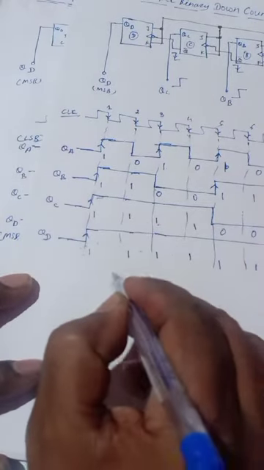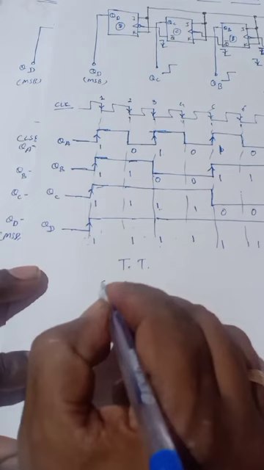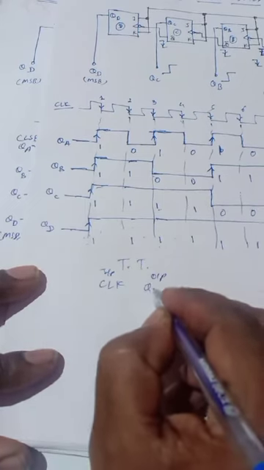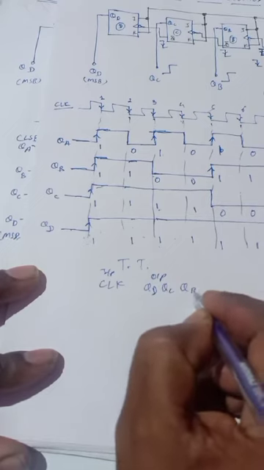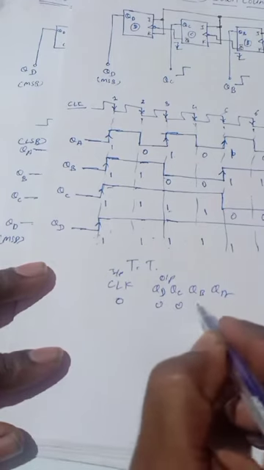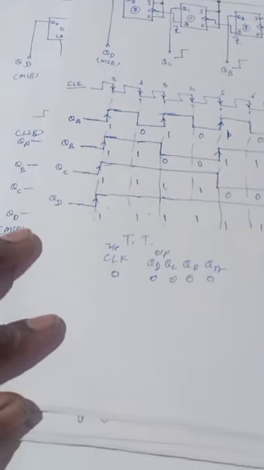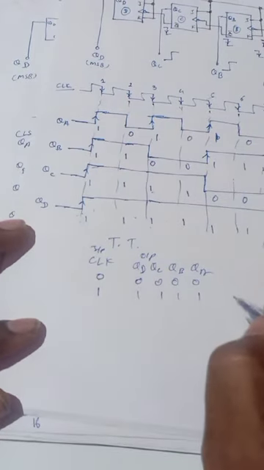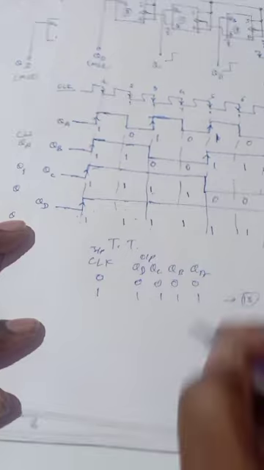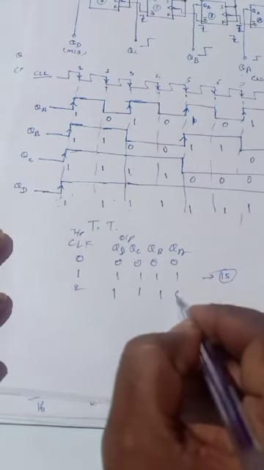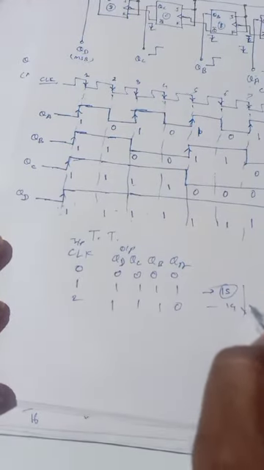Now the truth table becomes: your truth table input is clock and output is QD, QC, QB and QA. So at the 0 clock, output is 0 0 0 0. At the arrival of the first clock, output becomes 1 1 1 1, which is equivalent to 15. At the arrival of the second clock it becomes 1 1 1 0, which is equivalent to 14. So like that it goes on decreasing.